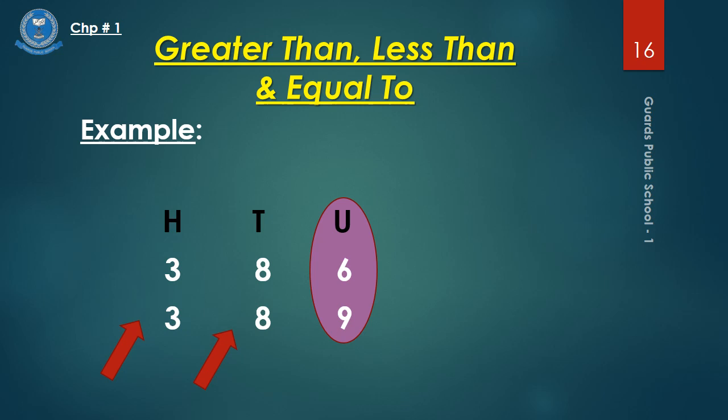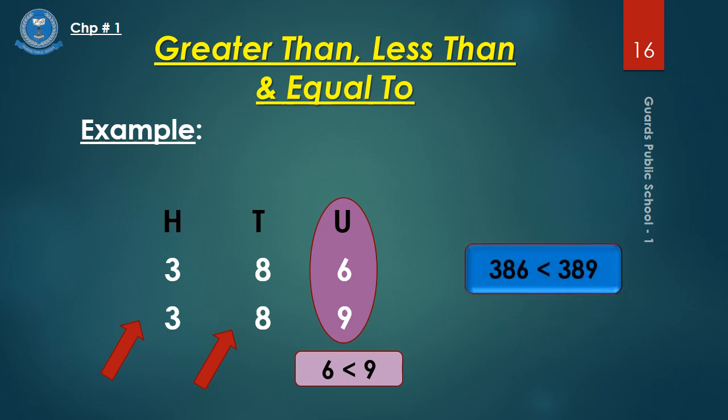In 386, the digit in the unit place is 6 and 389 has 9 in the unit place. 6 is smaller than 9. So 386 is smaller than 389. So the number 389 is greater than 386.